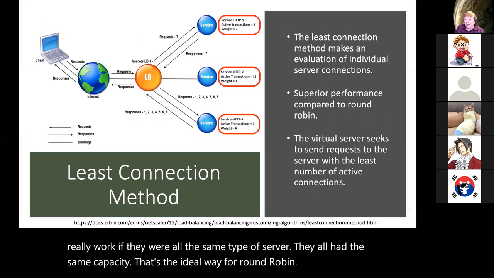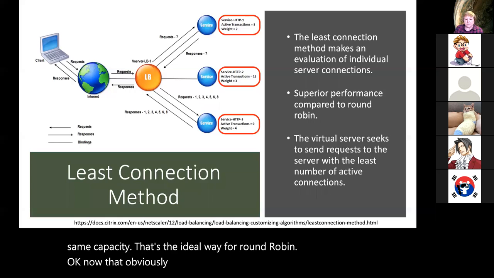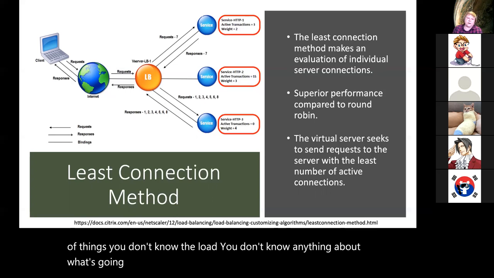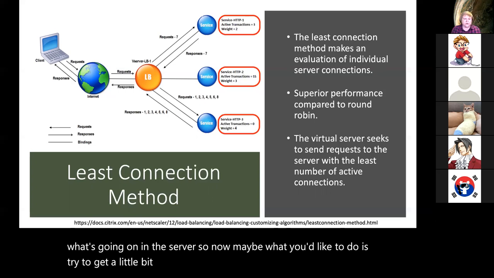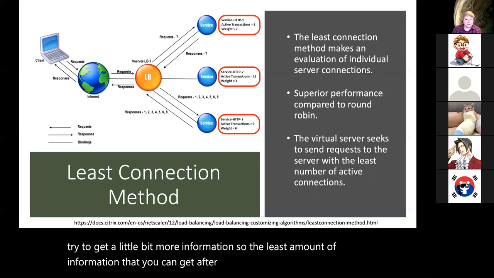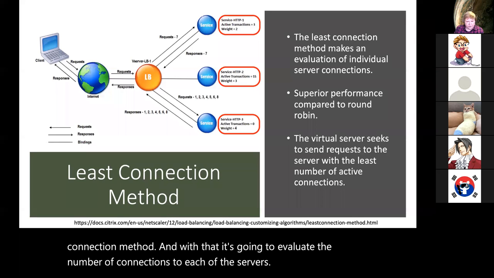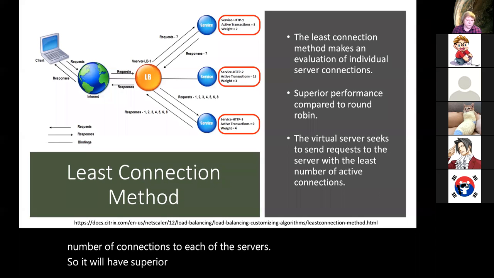Okay, now that obviously has a lot of flaws because you have all sorts of things. You don't know the load, you don't know anything about what's going on in the server. So now maybe what you'd like to do is try to get a little bit more information. The least amount of information that you can get after nothing is called the least connection method. With that, it's going to evaluate the number of connections to each of the servers. So it will have superior performance compared to round robin.